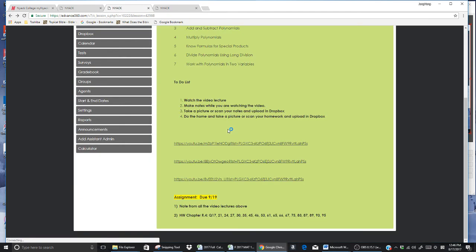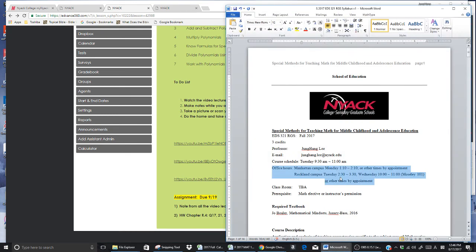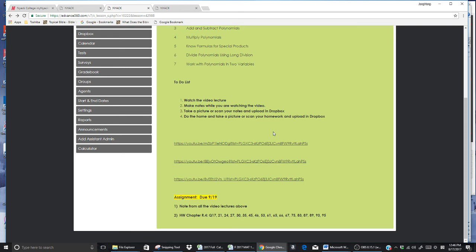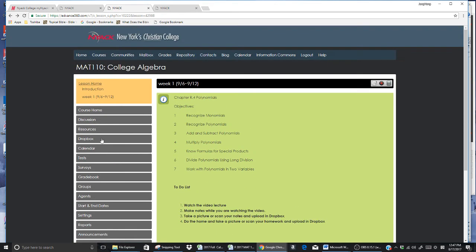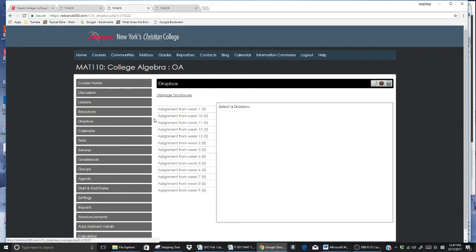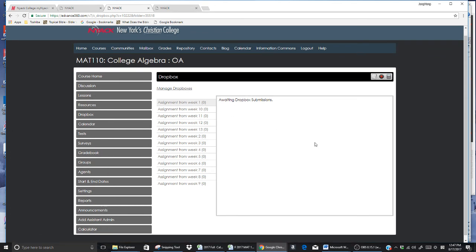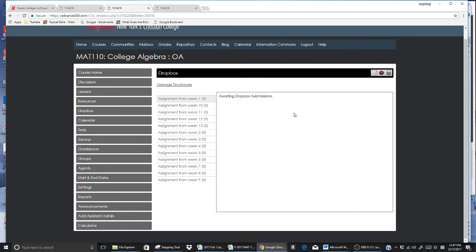Once you take a note and once you complete this homework, open up your Word file and put the file name as week 1 assignment. Then put all the notes and all the homework pictures in that Word file, and go to Dropbox. If you go to Dropbox, there's a list of boxes. So go to assignment 1, and then you can upload your file from week 1 in this folder, right?